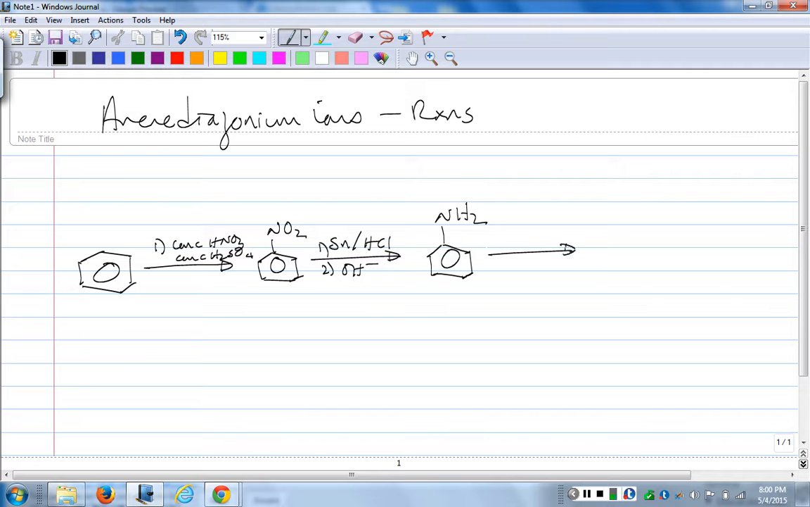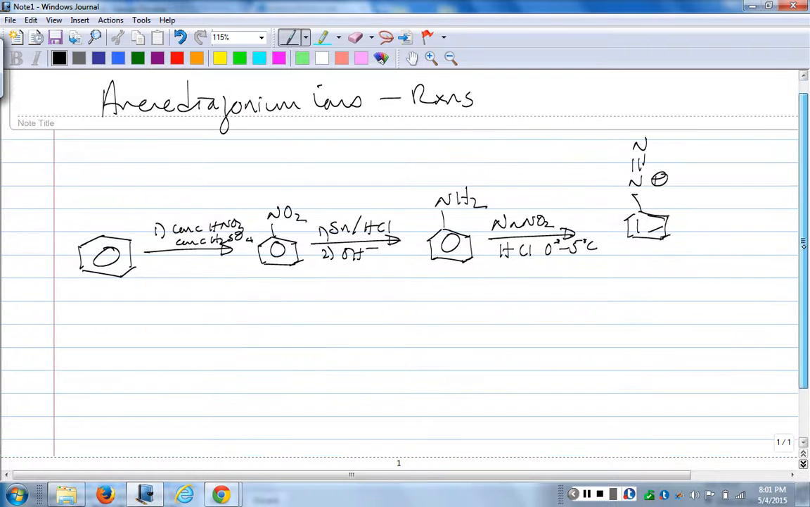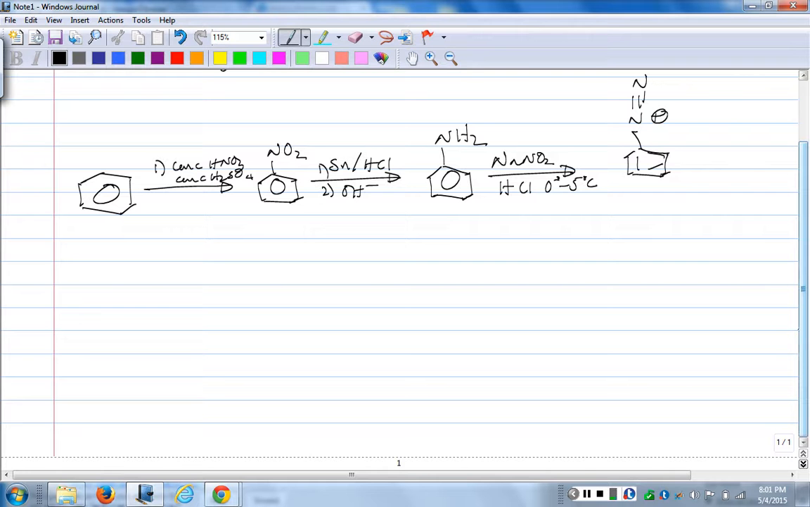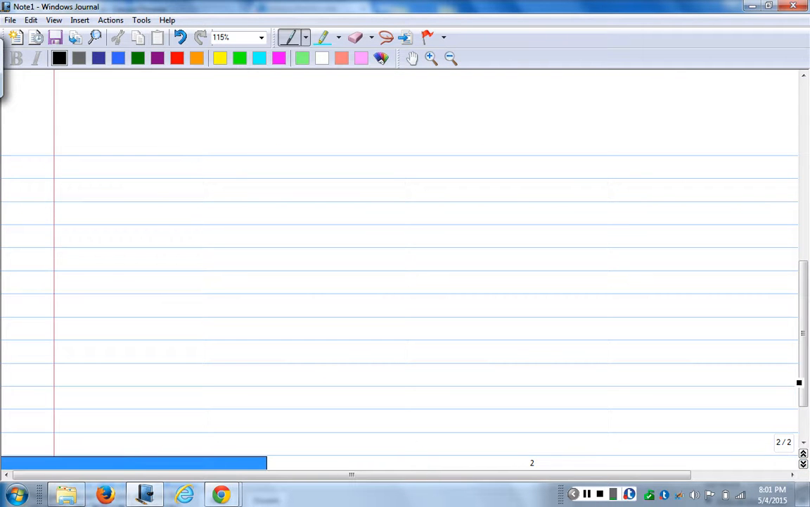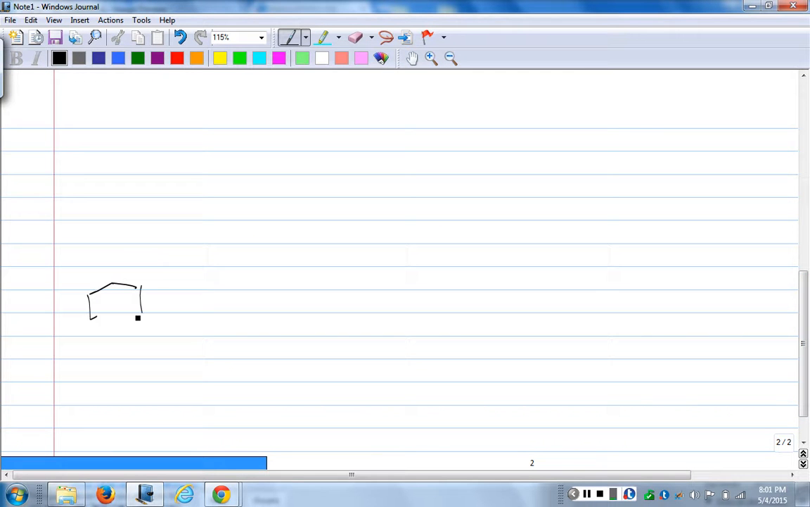The aniline can then be diazotized using sodium nitrite with HCl at 0 to 5 degrees Celsius. And that gives rise to the benzene diazonium ion. The benzene diazonium ion itself is a very reactive species and undergoes a wealth of chemistry. I'm going to use the second page. So I'm just going to write it like this. And it undergoes reactions including the following.